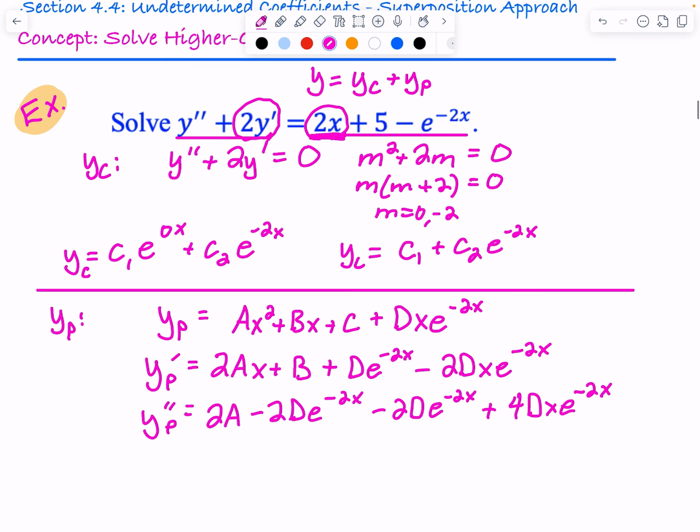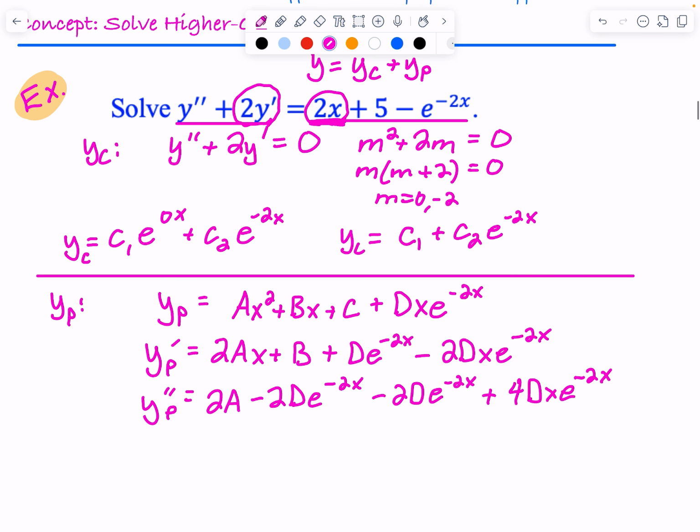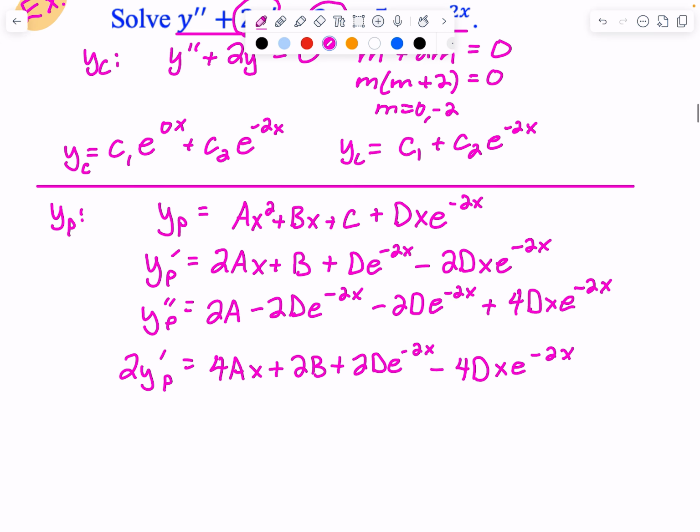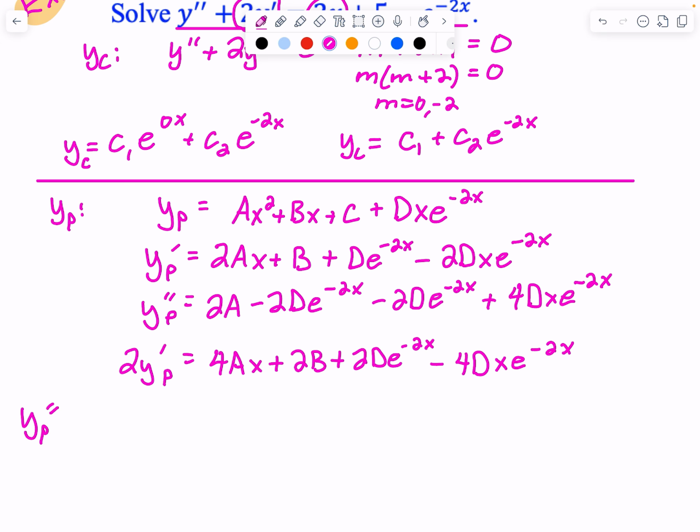I think that's all I have to go up to. Now, looking at my equation, I do need a 2y prime. I like to just do that here so I don't have to throw a bunch of stuff in an equation. I can just add down. All right, so that's multiplying everything by 2. So now yp double prime plus 2yp prime, right? I can only add things that, okay, so I'm going to kind of group things up. 4a times x, that's the only x term. Then I'm going to group my constants, 2a plus 2b, right?